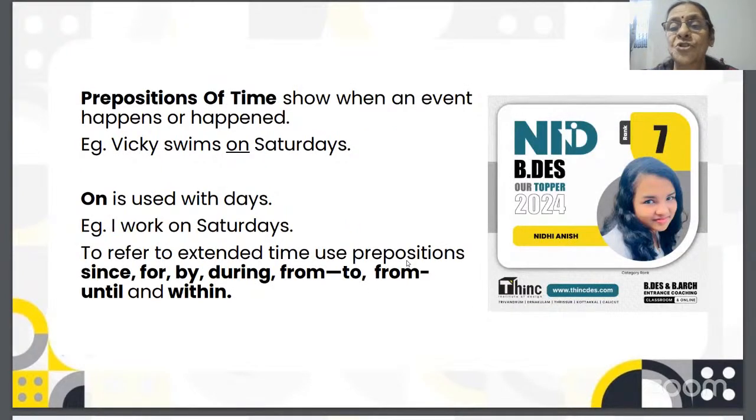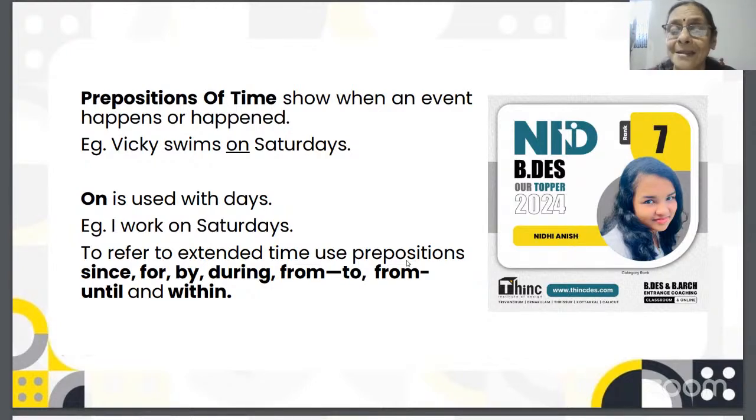Prepositions of time show when an event happens or happened. Vicky swims on Saturdays. So the time when is shown by on Saturdays. On is used with days. For example, I work on Saturdays. I work on Mondays, etc.